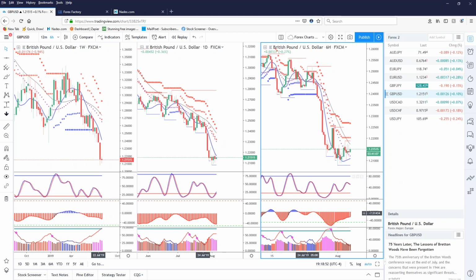When you look over to the 6-hour, you do see that you had divergence here, and it has tried to push price up. Has not been very successful at it yet. So I'm not real enthusiastic about doing anything on the British pound dollar right now because you're not seeing any momentum to this move whatsoever.